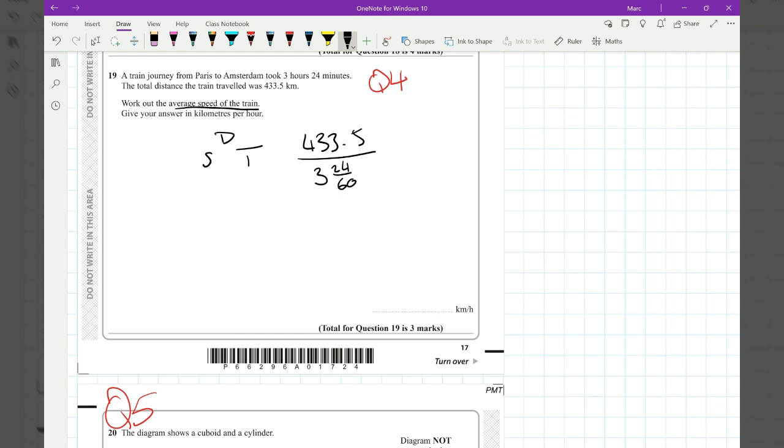So 433.5, and then I hit the fraction button. Now I'm in the bottom part of my fraction. I hit shift and then the fraction button, and that gives you a mixed number at the bottom. Finally, we just put in the information. It gives me 127.5 kilometers per hour.